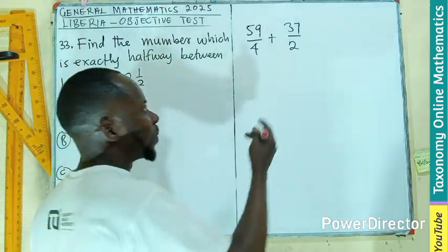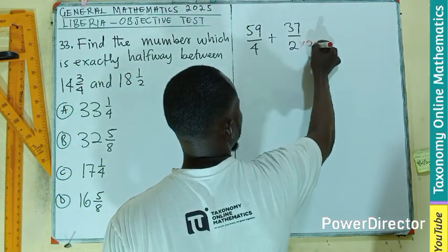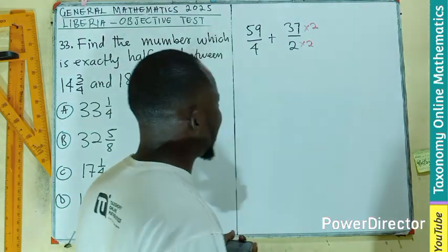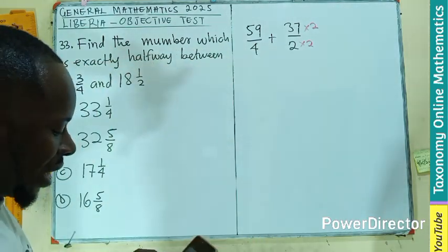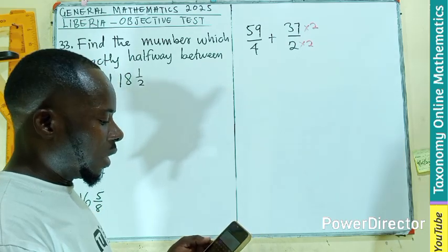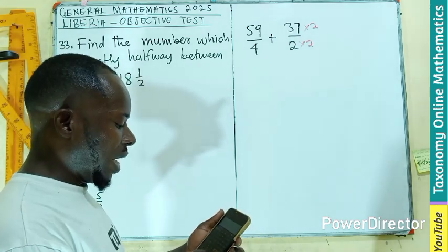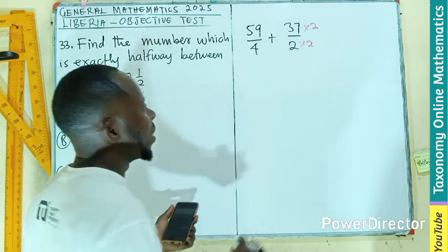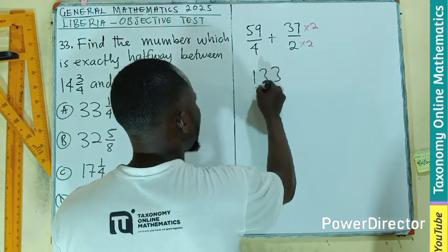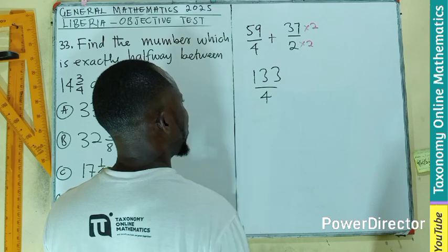In order to solve it as a section A, I am going to find an equivalent fraction of the denominator, or of the 2. So this times 2, this times 2. That simply means that I should be having 2 times 37, and that gives you what? 74. Then plus 59, that will give you 133 divided by 4. Remember, the same denominator.